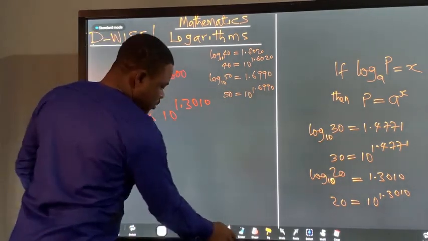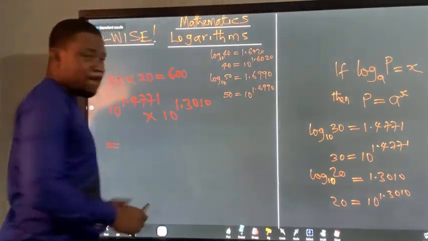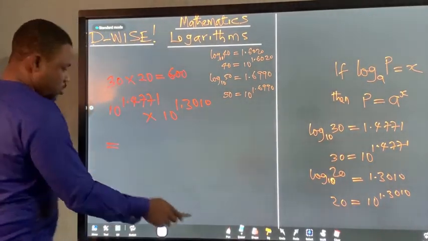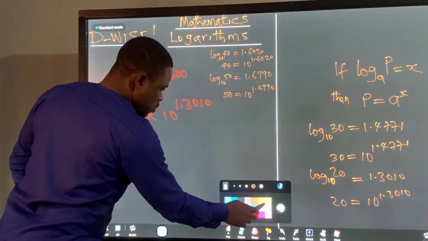I think this color is not going to be so good. Let me change the fonts, please. The color of the fonts.